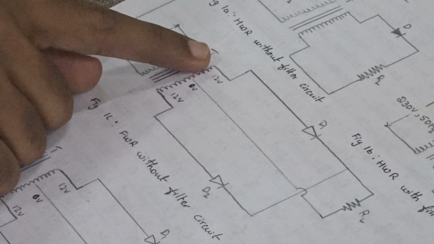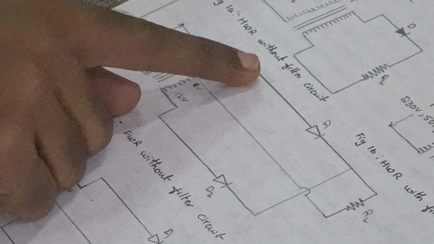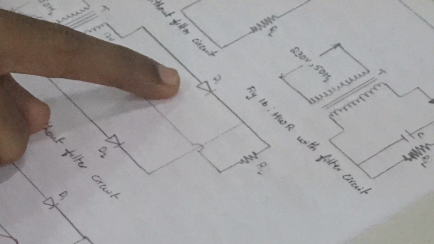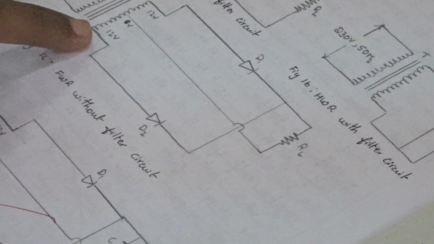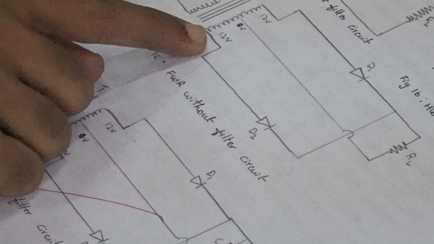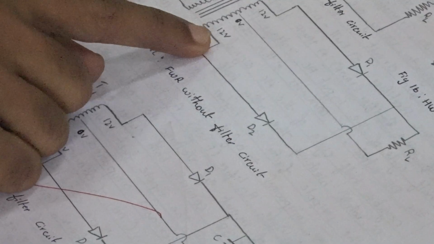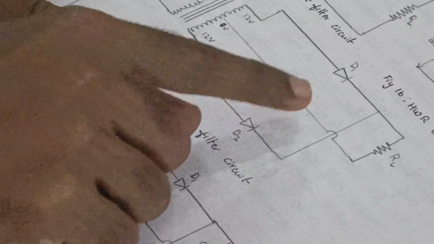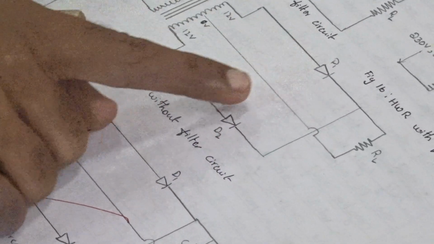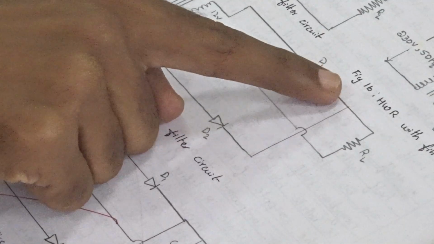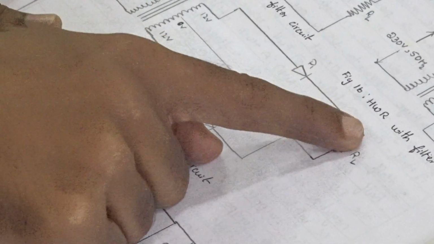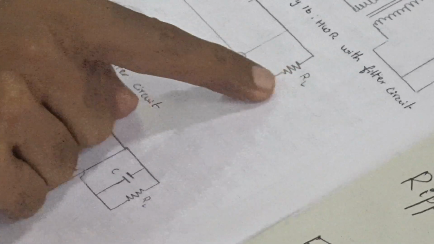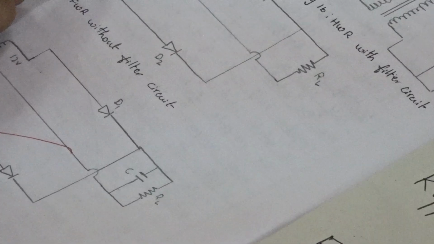The first 12 volt point is given to the diode named D1, at the anode. The voltage from the other 12 volt point is given to the diode D2, at its anode terminal. The cathodes of D1 and D2 are connected together, and from this point a load resistor is connected. The value of the load resistor is 1 kilo ohm, and the other end of the resistor is connected to the 0 volt point.